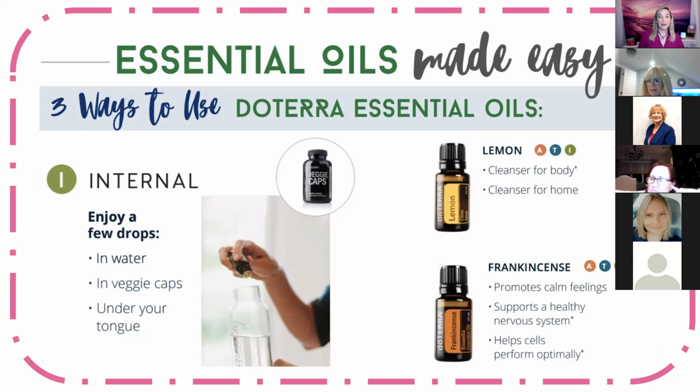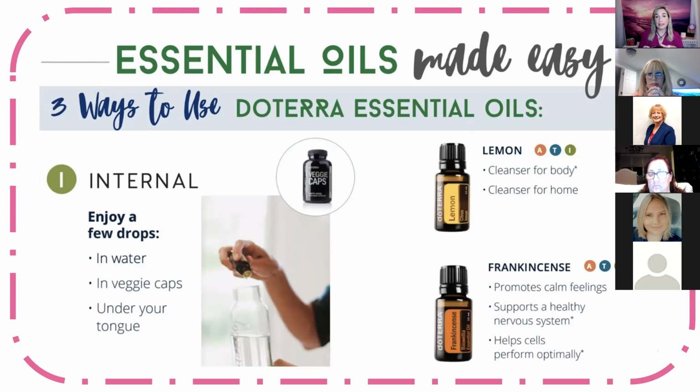Another way that you can have the oils internally is to put them in veggie caps. Those are empty capsules that you can just open up and drip whatever oils you want inside, and then close the capsule, and then you don't have to taste it. So if you don't like the taste of Digest Zen in your water, let's say, you can put a couple drops in here and close the top, and then you have a capsule. So that's another way that you can take oils internally.